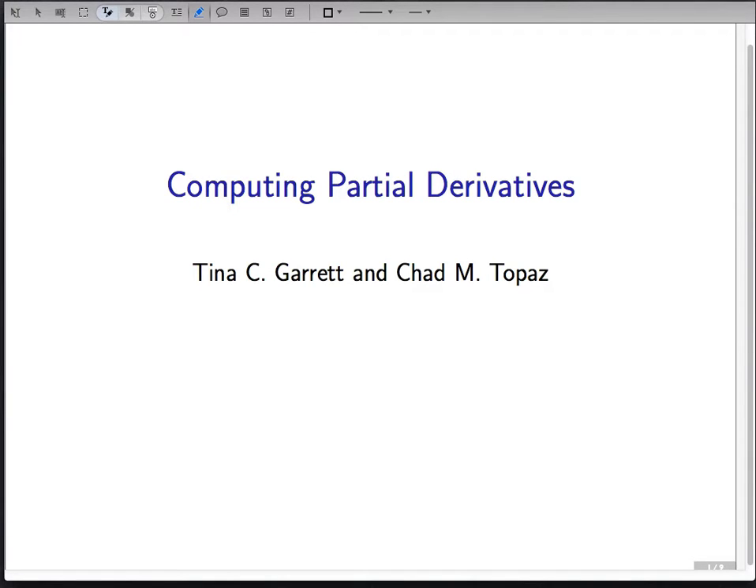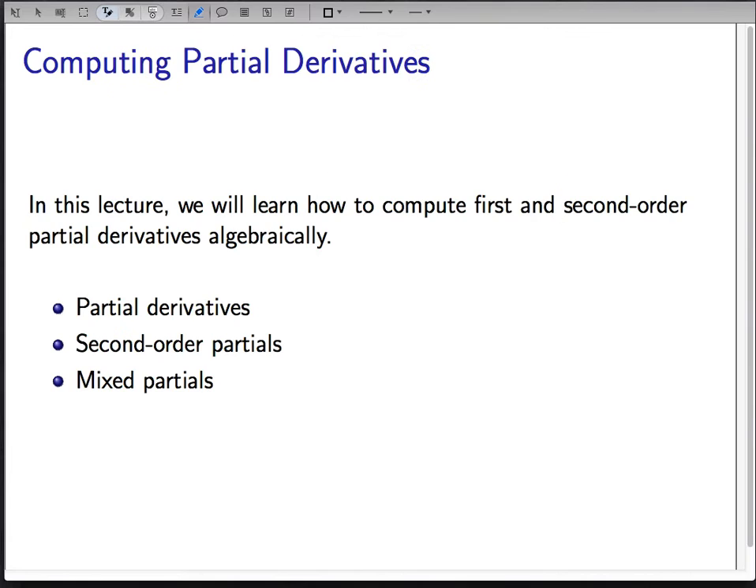Welcome to the lesson on computing partial derivatives. In this lecture, we're going to learn how to compute first and second order partial derivatives algebraically. Partial derivatives, second order partials, and mixed partials will be the main topics.